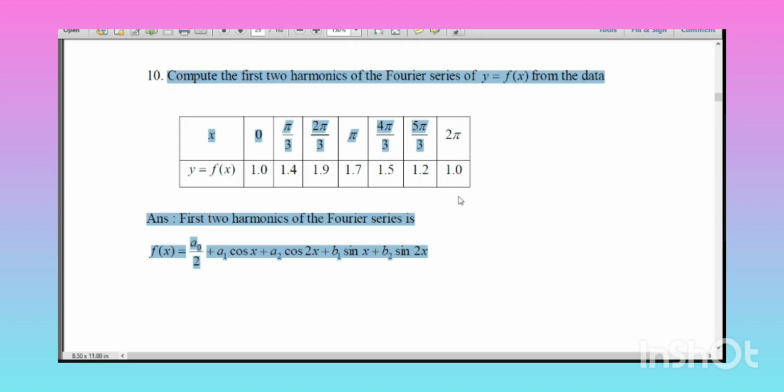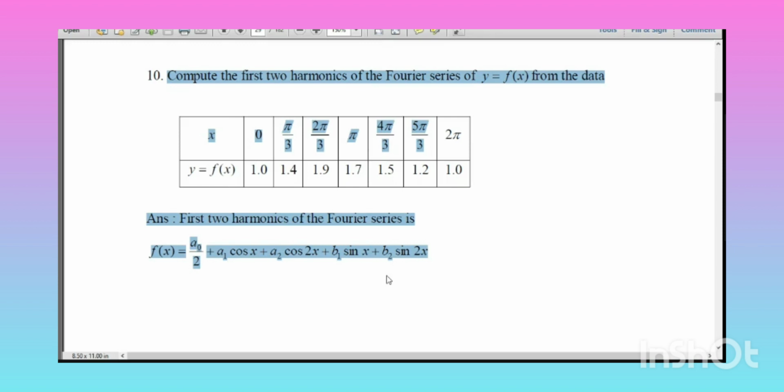So here, the first two harmonics means, I have written here, first two harmonics of the Fourier series is f of x is equal to a0 by 2 plus a1 cos x plus a2 cos 2x plus b1 sin x plus b2 sin 2x. Here we have to find the value of a0, a1, a2, b1, b2. Okay, so five values, a0, a1, a2, b1, b2. These values we are going to find.